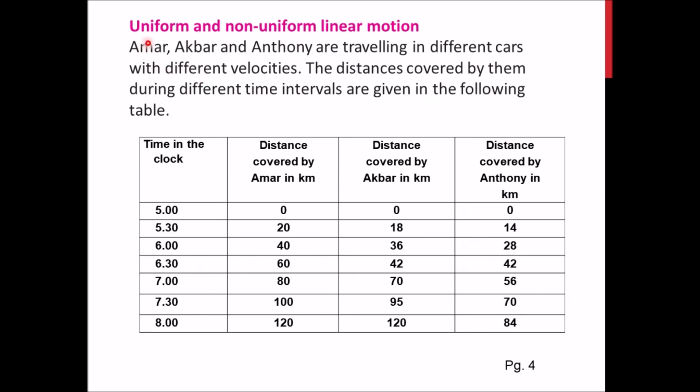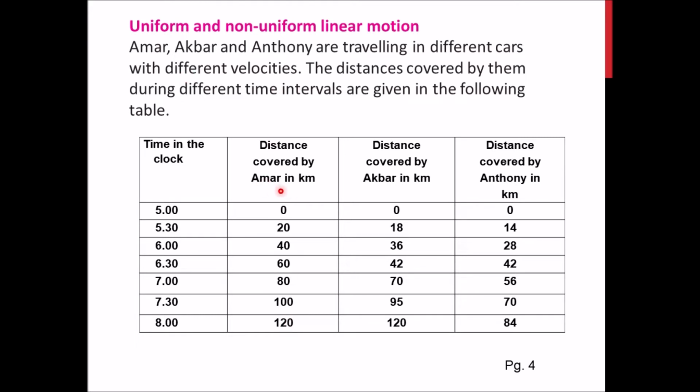The next part of the chapter deals with uniform and non-uniform linear motion. Whenever you say uniform linear motion, it means there should be a consistency in the linear motion. How can we understand whether it is a consistent motion? We can take the help of time. After a particular interval, what is the speed of the particular object moving? In this case, you will be able to find on page number 4 of your textbook the example of 3 people traveling in different cars with different velocities.